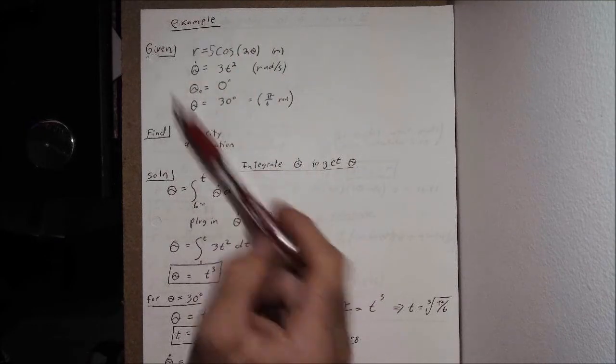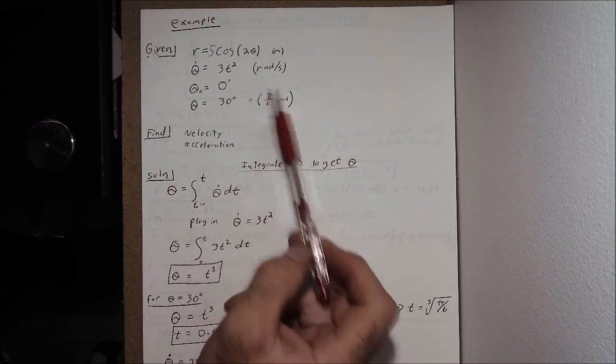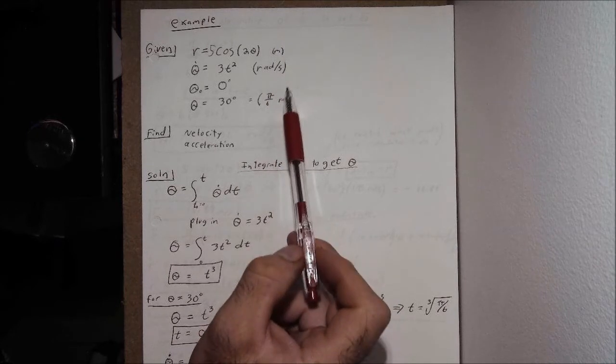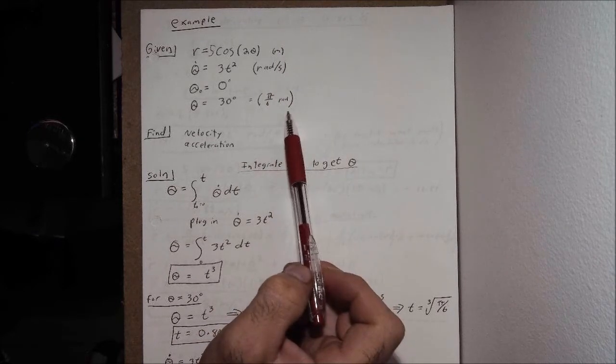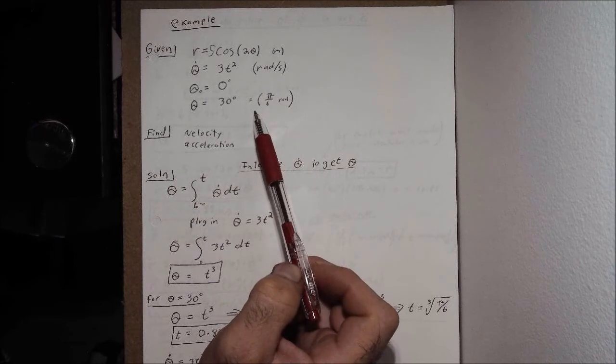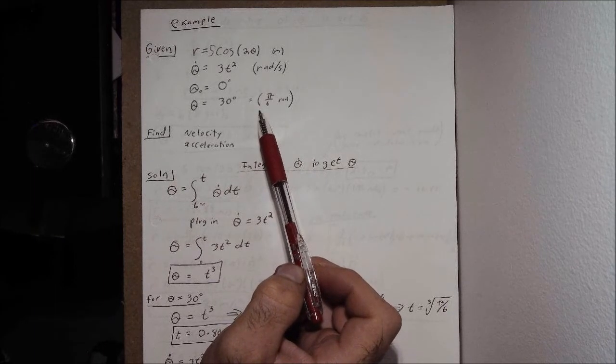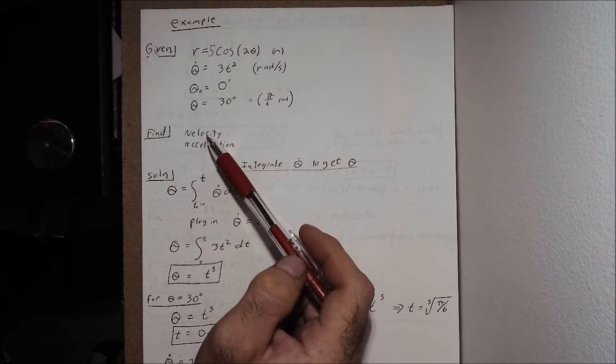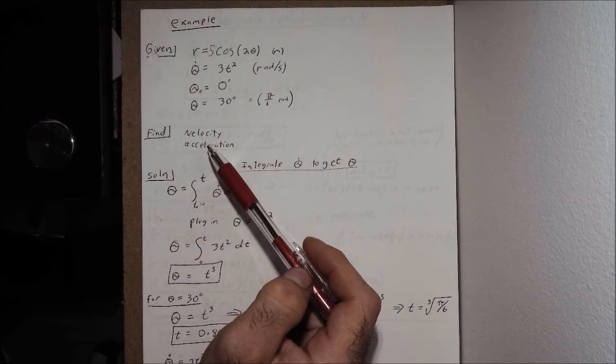So again, the setup page is a great opportunity to take a look at all your units, make sure everything corresponds correctly, and even do any conversions you need right here. As you reference back to this setup page, you can just plug and chug for your solution. Now, what do they want us to solve for? They want us to find our velocity and our acceleration.